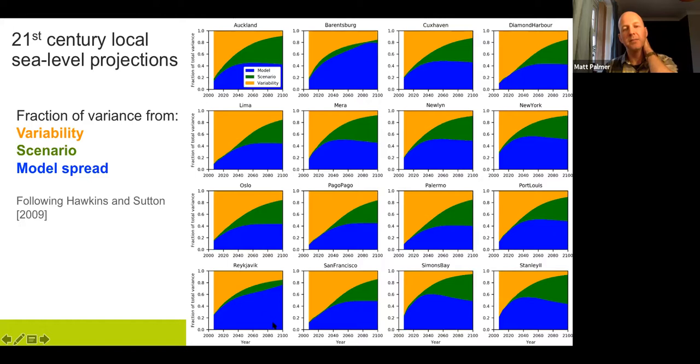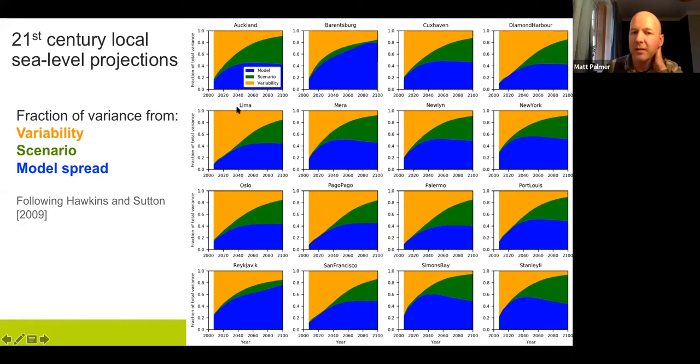So one of the nice things I think you can do is start to look at this framework that was put forward some time ago now by Hawkins and Sutton, where you look at the uncertainties, or the fraction of variance that arises from the local variability, the emission scenario, and the model spread. And at all locations, really, the variability tends to be a big part of the story for the first few decades. And as is quite well known, I guess, but it's nice to see this illustrated, the scenario only really becomes important after the second half of the 21st century.